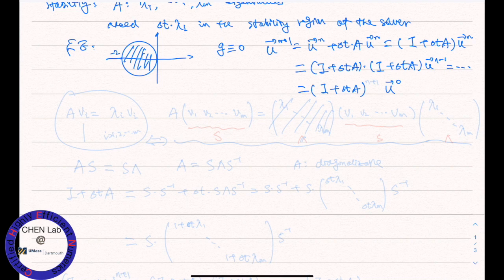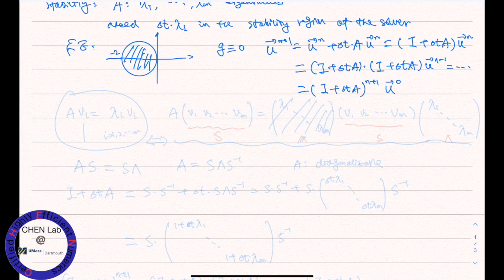The trick, as we did many times, is that when the index for U vector decreases by 1, the power exponent of I plus delta t A increases by 1. So the sum keeps the same, right? The sum is n plus 1. So now the index for U vector is 0, so here must be n plus 1.